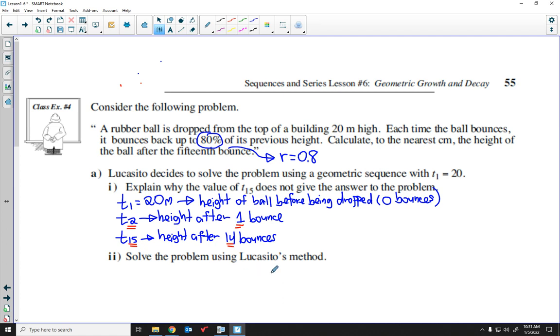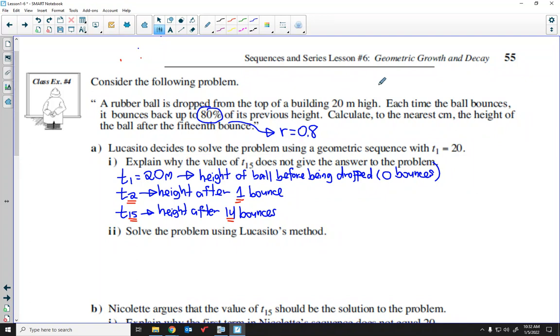Okay, so it says solve the problem using Lucacito's method. Okay, so we want the height after 15 bounces. So if we're going to use this method right here, we would actually need to increase the term value by 1. So what we're looking for is we'd actually be wanting T16, because again, T1 is the height before there's even been 1 bounce. So T16 would be the height after 15 bounces. Okay, so you'd have n is equal to 16.